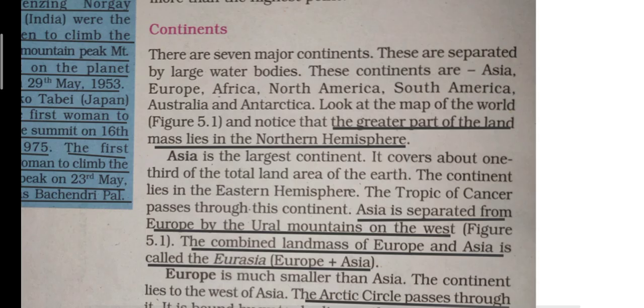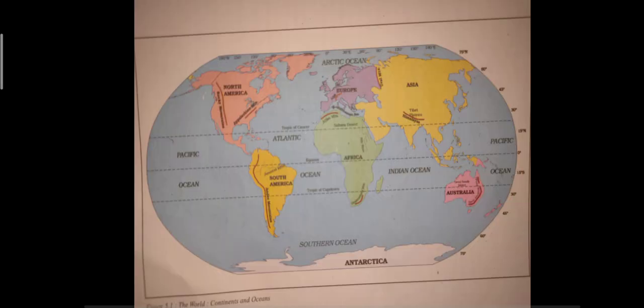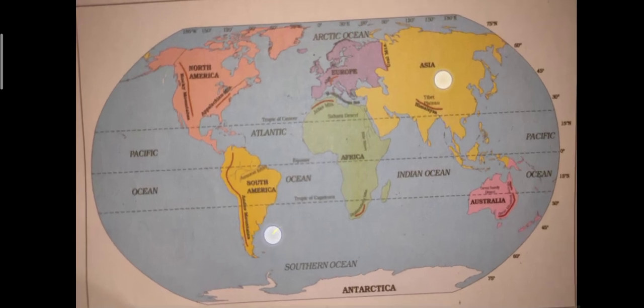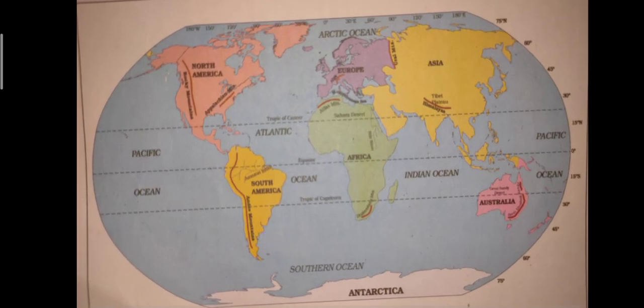Now children, if you see figure 5.1, that is this map, you will see that a greater or a major portion of the landmass lies in the northern hemisphere. We all know that equator is the line which is drawn in the middle. So from North Pole till equator is northern hemisphere and from equator till the South Pole is southern hemisphere. So if you look carefully, maximum portion of landmass is present in the northern hemisphere and a very little portion of landmass lies in the southern hemisphere.